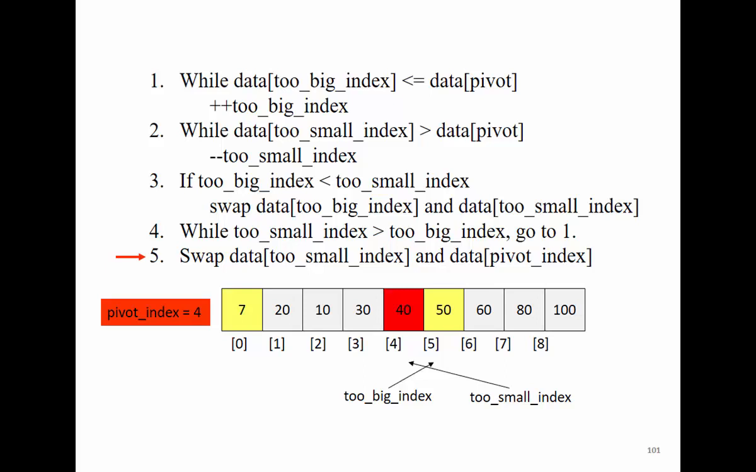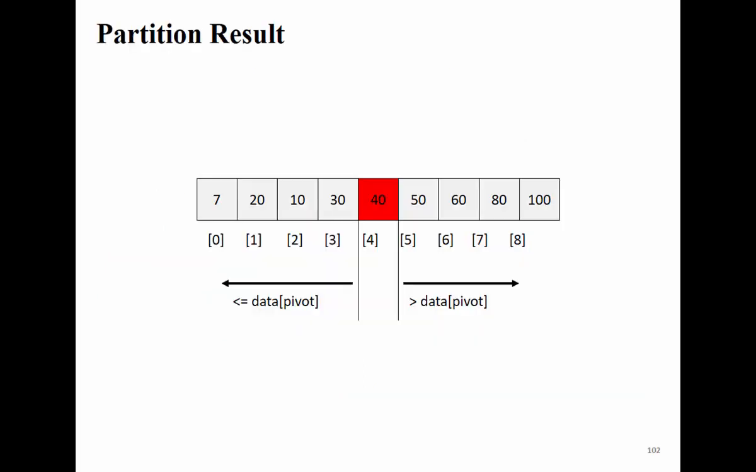I don't say that due to the partition, the left side will be sorted. No, I guarantee to you that the left side will be all the values less than the pivot value. In this case, all the values on the left side are less than 40. All the values on the right side are greater than 40. Now, you can see we partitioned the array. Now we're going to call the quicksort again to do the sorting.